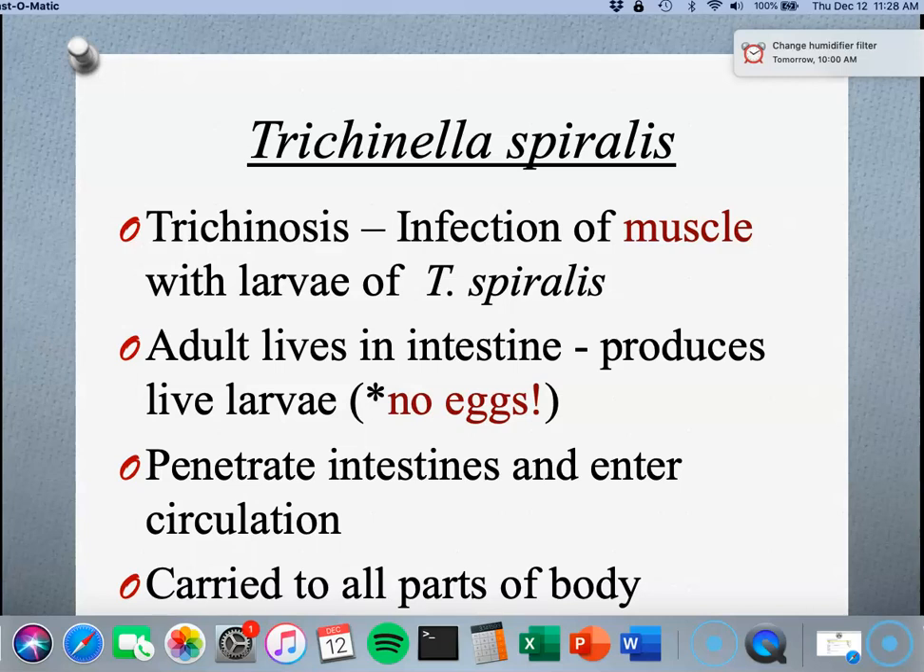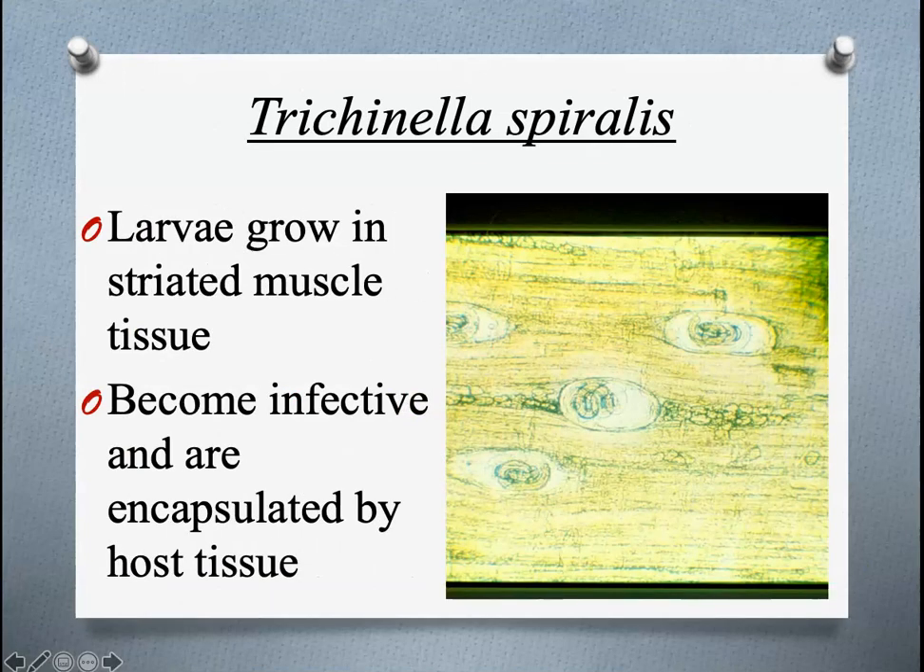The adults do make their way to the intestines, but they produce live larvae, meaning no eggs, so the larvae come directly out of the adults. Then the larvae leave the intestines and enter circulation, where they can go to any area of the body they want to. The larvae have a preference for setting up home in our striated muscle tissue.